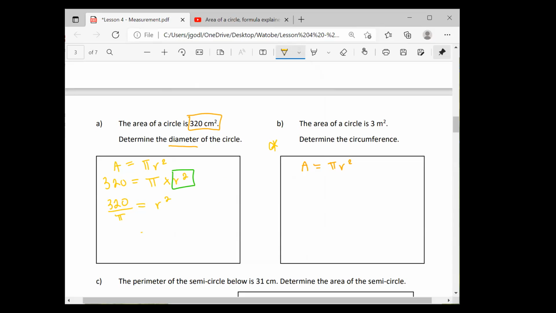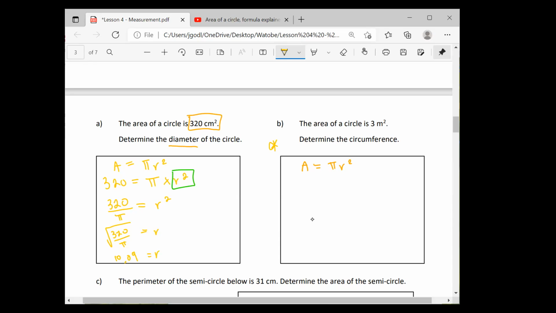Now I want my radius to be alone. I don't want it to be squared. So I need to square root that whole fraction. And I'm then going to chuck that into my calculator just like that. So I'm going to say the square root fraction key 320 over pi, and that's going to give me 10,09.